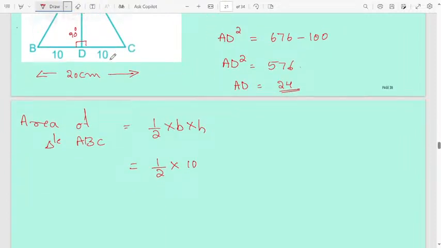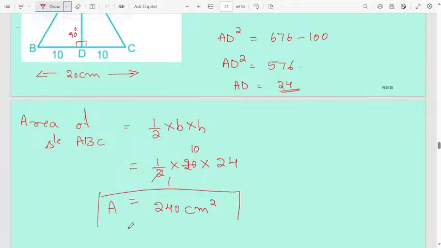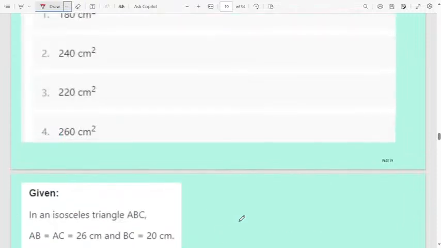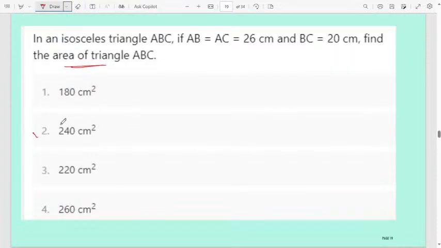Half into base is not 10 here. The sum is 20 into height is 24. Then 2 ones are 10. It will be 240 centimeter square. Area of the isosceles triangle will be 240 centimeter square. Therefore, the correct answer for this question is 240 centimeter square. Parthasarathi, yes, 240 centimeter square.